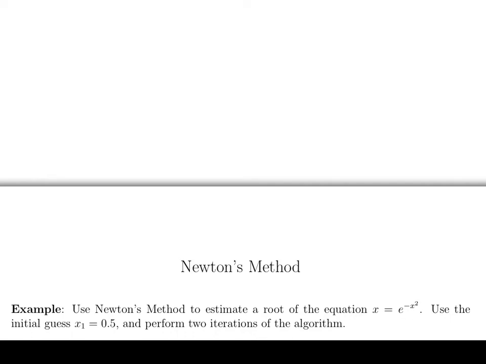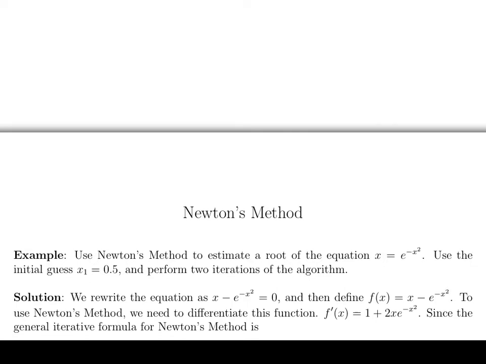Hello, calculus fans. Okay, so let's use Newton's method. We're going to estimate a root of the equation x equals e to the negative x squared. We're going to use the initial guess, x1 equals 0.5, and we'll perform two iterations of the algorithm. That means since we're starting with x1, one iteration will get us to x2, another iteration will get us to x3.